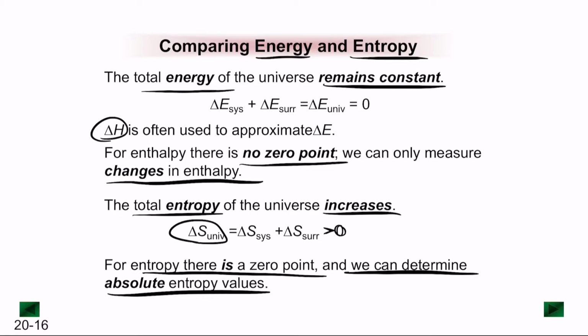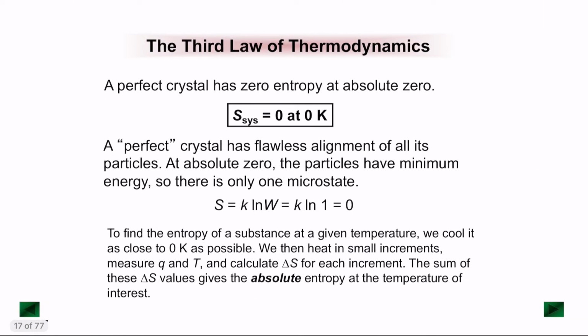For enthalpy, there is no zero point. Therefore, the change is the one that we generally look at. For entropy, there is a zero point. That's why we determine the absolute entropy values.